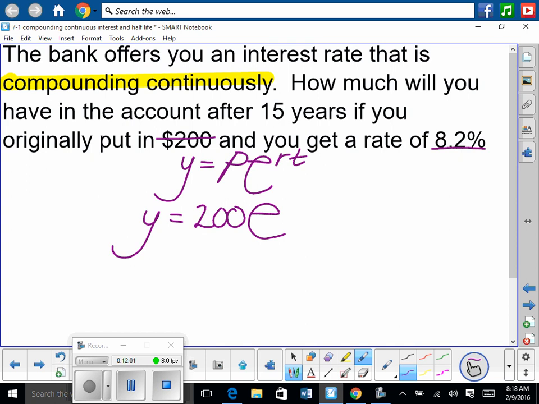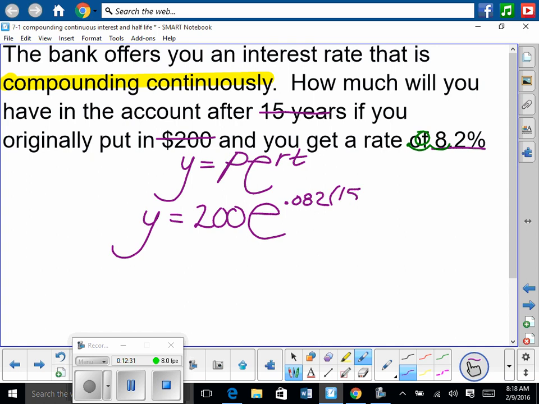We're getting an 8.2% interest rate. We have to write that as a decimal. If you don't know how to change that to a decimal, what you'll do is take the decimal and move it back 1, 2 places. So 8.2% is 0.082. Does everybody understand how to do that? That's your R. And then time in. So that's R times T. The time in the account is 15 years.